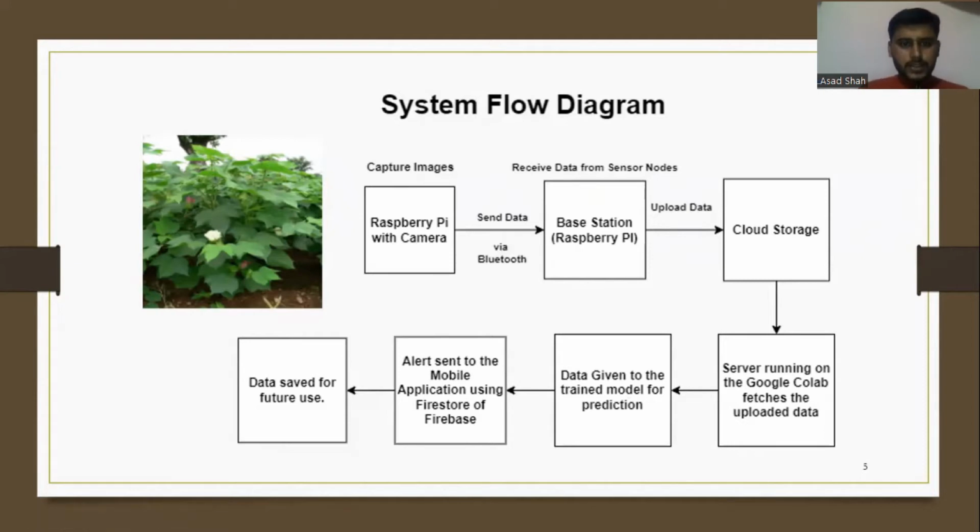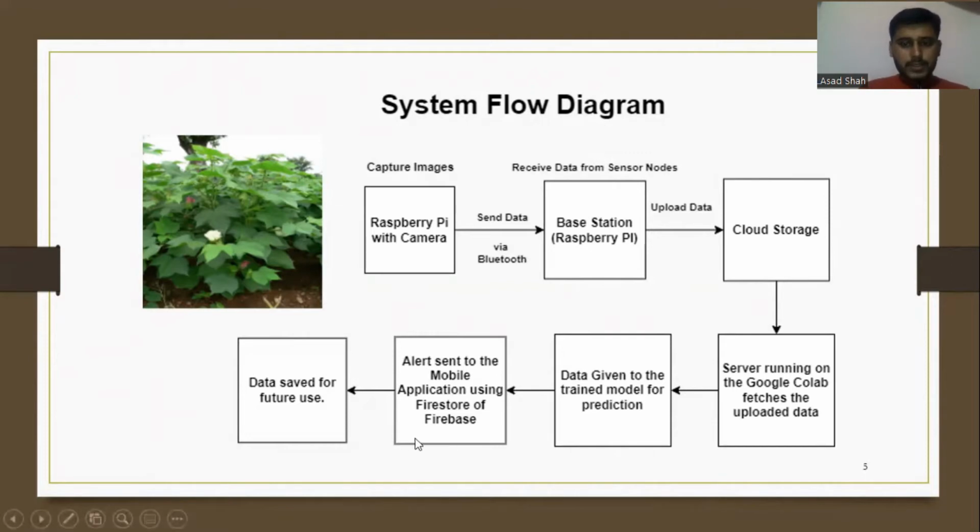This represents a field, and we will be using Raspberry Pi with camera. So this Raspberry Pi will serve as a visual sensor node, and this will capture the images. Then the captured data will be sent to the base station, which is a Raspberry Pi, and the data is sent through Bluetooth. The base station receives data from the sensor node, and it uploads data to the cloud storage. On cloud storage, we will be having a server, and in this instance, we will be having a Google Colab that fetches the uploaded data, and the data will be given to the trained model for prediction.